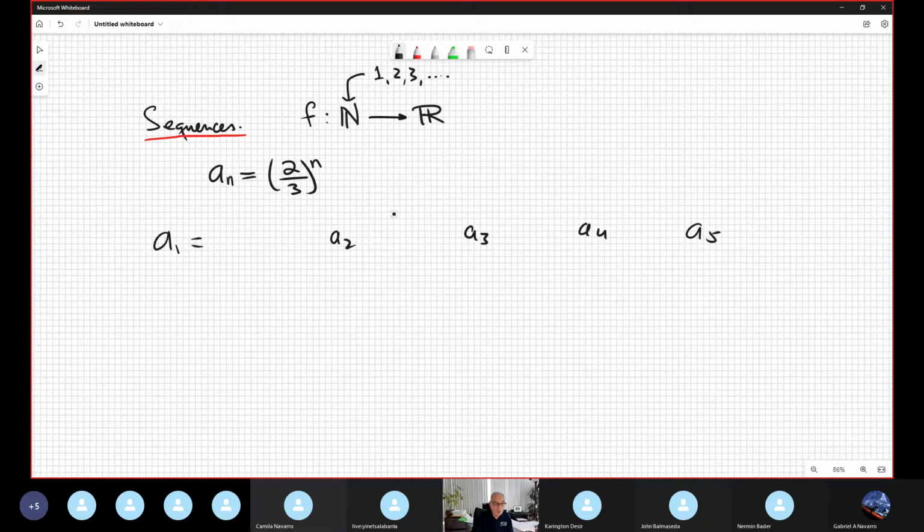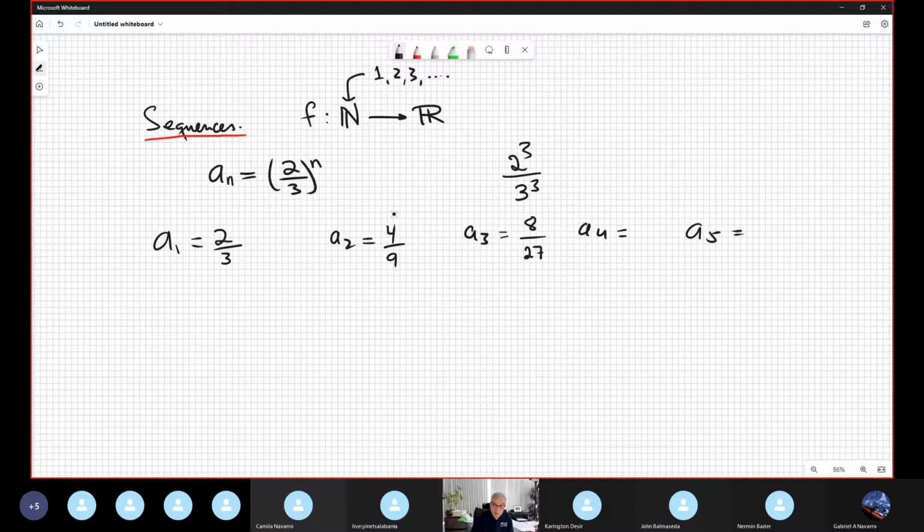When you raise to the 1 power, it's 2/3. When you raise to the second power, you get 4/9, because it's 3 to the second power. To the third power is 8/27, because it's 2 to the third power divided by 3 to the third power. And so on. This is just plugging in, and that's it.